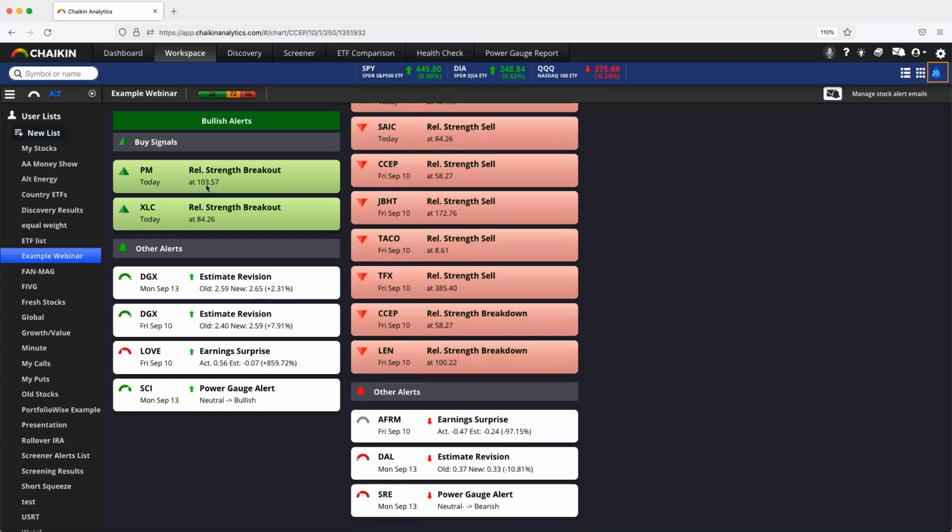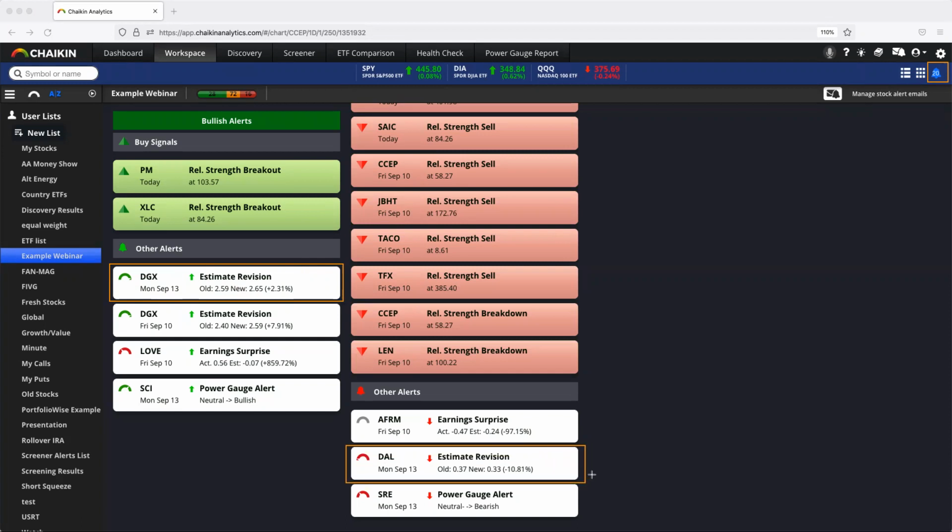We also, beyond the 6 pairs of buy and sell signals, see other alerts listed here at the bottom. There are 3 types, 2 of which are earnings based. We see estimate revisions. If Wall Street analysts' mean average estimates have been modified for a stock, you will see it here. If the estimate revision has gone up, it is a bullish estimate revision. It is on the left side, as we see for DGX. On the other hand, Delta Airlines here had an estimate revision that went down 4 cents.